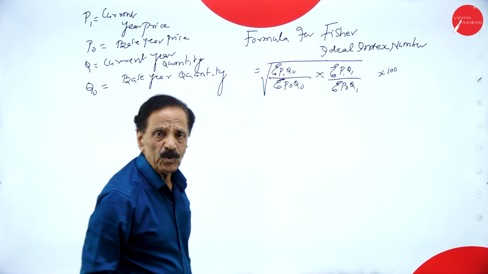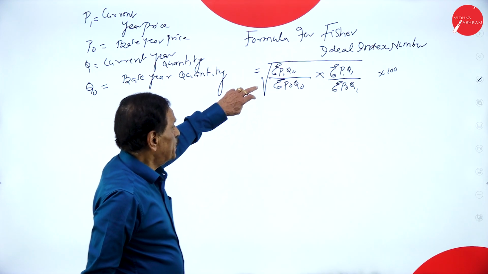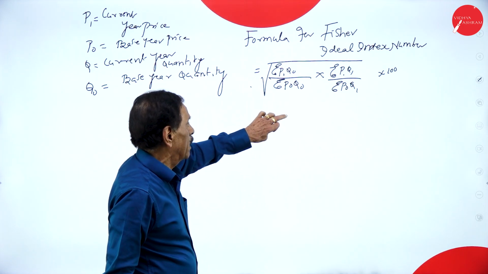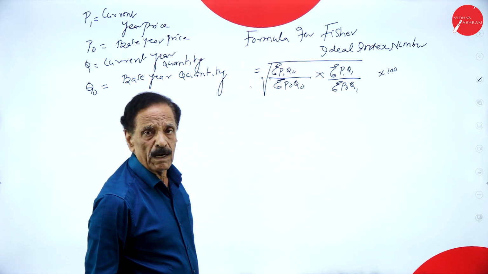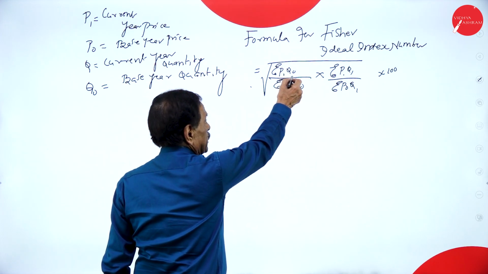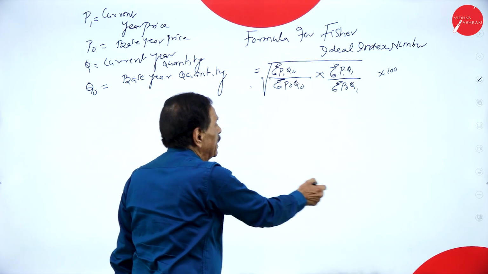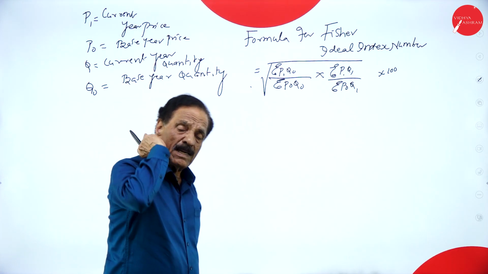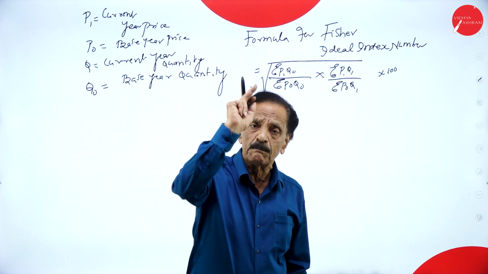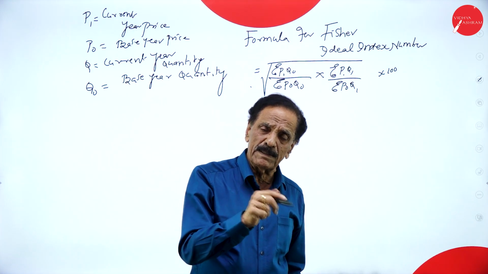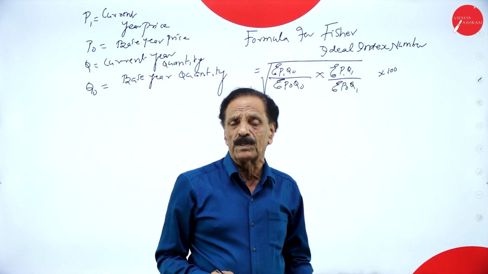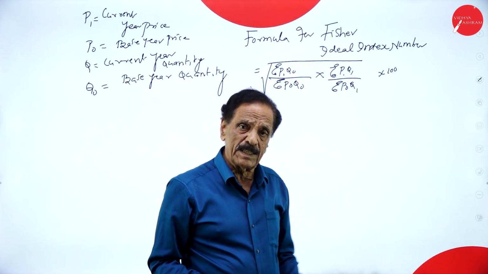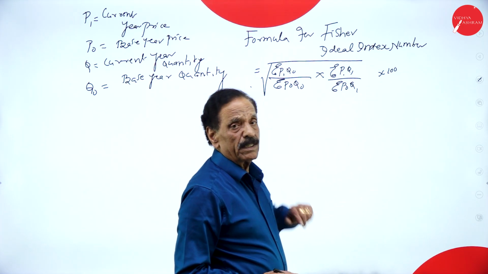Here, what you have to learn now: P1 and P0 remain constant. First he will take the base year quantity, then he will take the current year quantity. If you remember, any index number can be expressed as P1 over P0. The 100 should be outside the root.